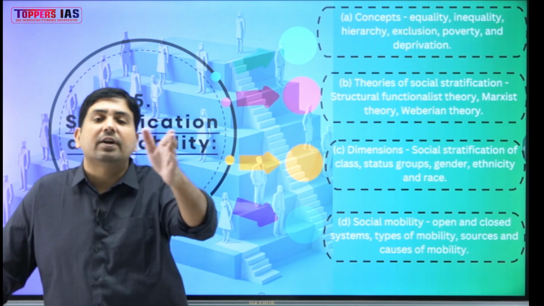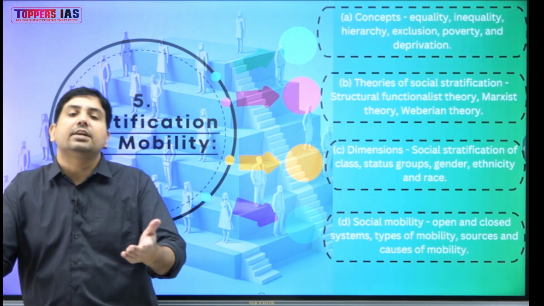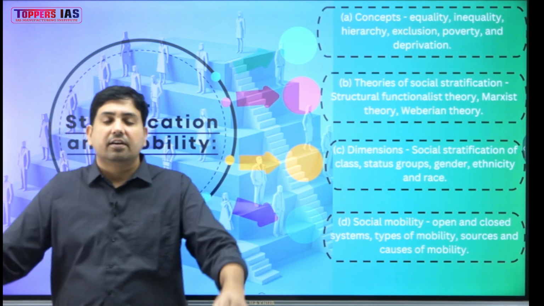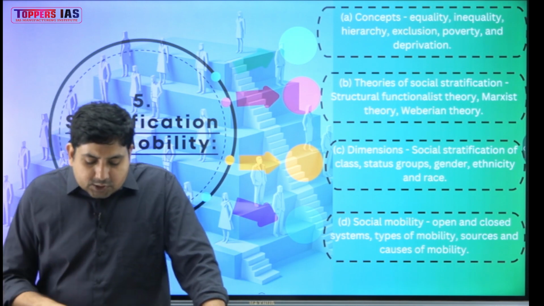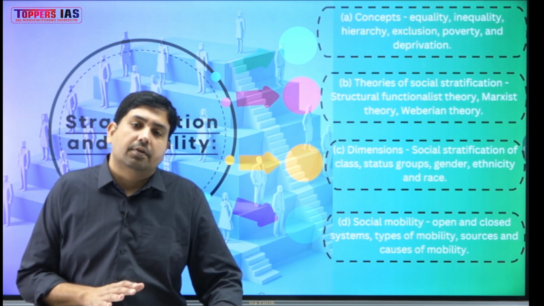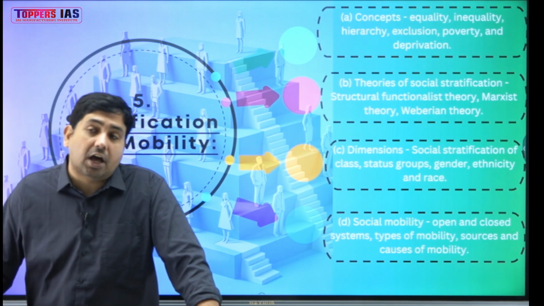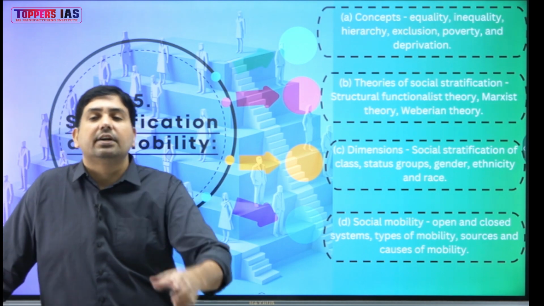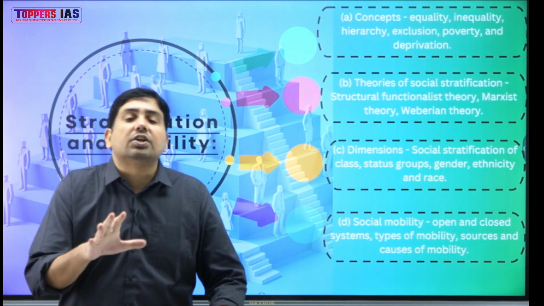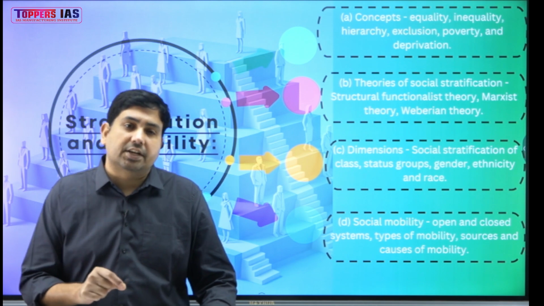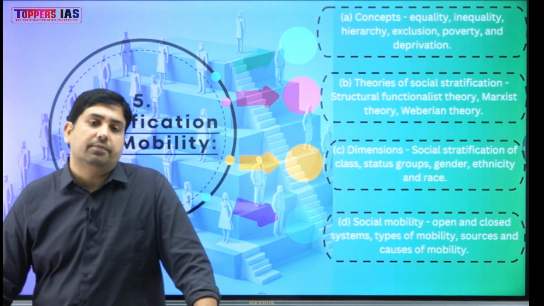Another example would be slavery. So a closed system is one where mobility is very little or completely absent. While an open system allows for significant social mobility. There are chances of mobility, based on individual effort and individual talent. An example would be modern industrial societies, where through education and hard work you can gain social mobility.